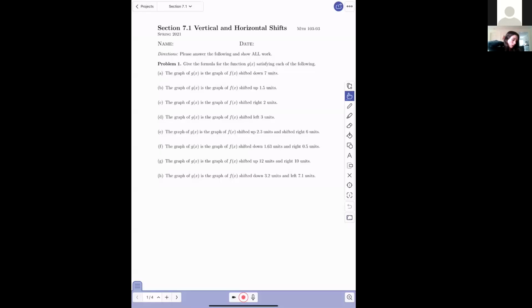All right, so now we're starting chapter 7, which will be on shifting and scaling functions. Section 7.1 specifically covers horizontal and vertical shifts of functions. Okay, so let's go ahead and get started.